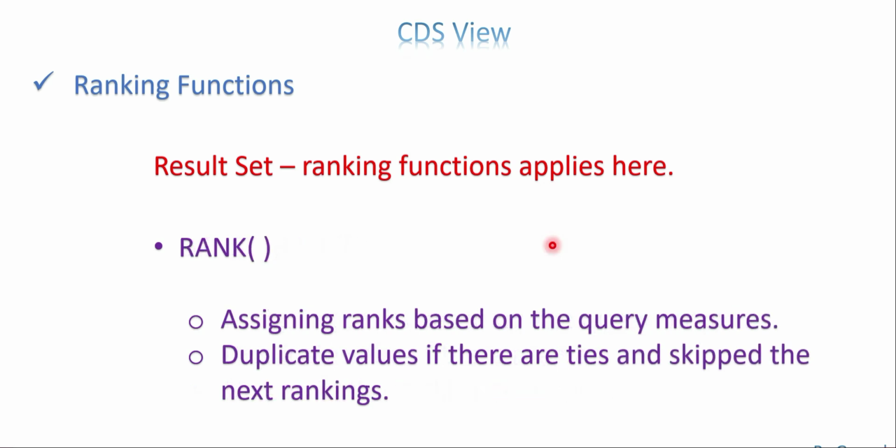The next one is rank, which assigns the rank based on the query measures. Everything is the same as dense rank, except that for duplicate values, if there are ties, it skips the next rankings, meaning there is a gap. You can see there is a rank 1 and then the next is rank 5. We'll see why that happens with examples.